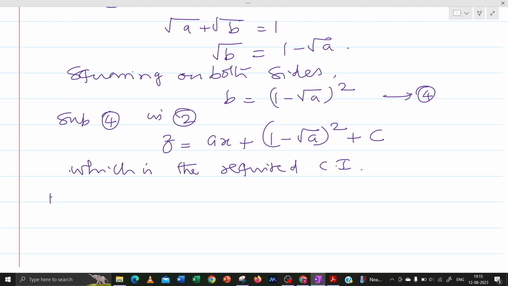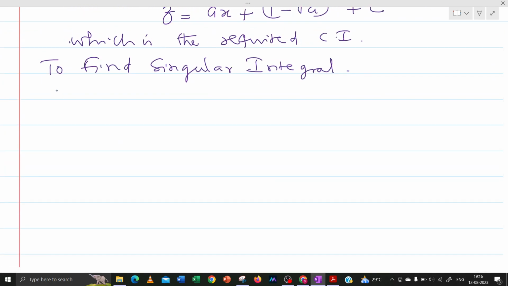Next, we have to find the singular integral. In the previous problem, they mentioned that we have to find only the complete integral, so we stopped our solution at the complete integral. But in this problem, they have not mentioned that; they just give solve. So we have to find both the complete integral and the singular integral. So what is the singular integral? To find the singular integral, differentiate that complete integral. Underline this.